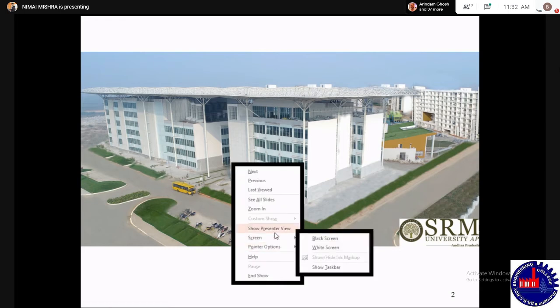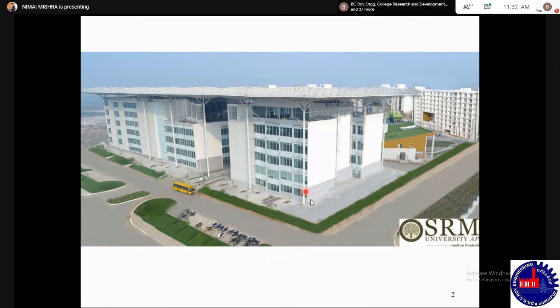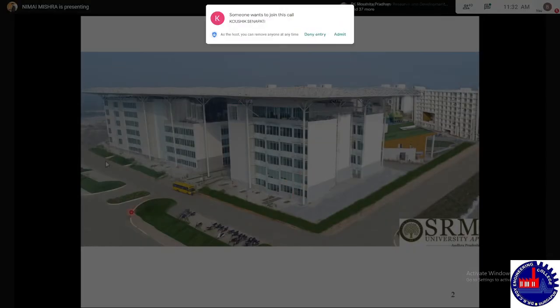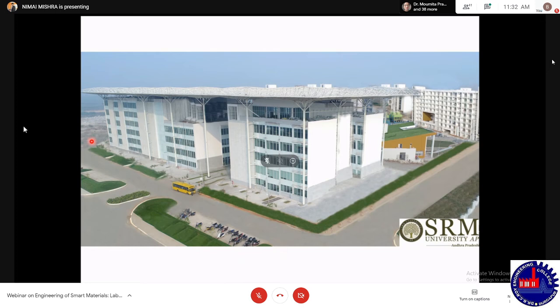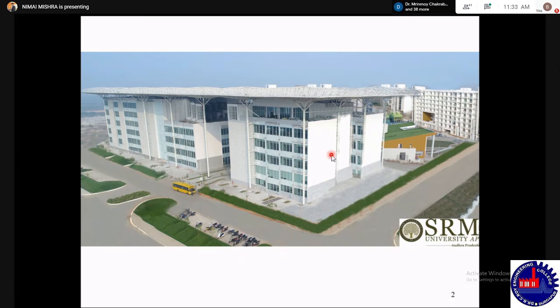Let me get the pointer. My office is somewhere here, I'm sitting here. It's a very mammoth building, and there are hostel blocks. Inside, we have recently constructed X labs, where our research labs are located. I'm going to show you some of those.